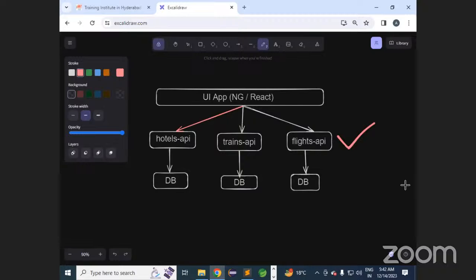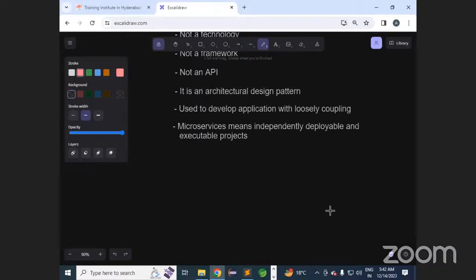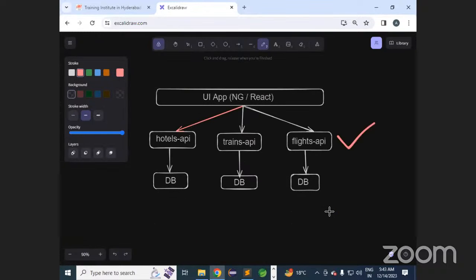Yes. So what is the main agenda of this course now? We need to develop our application with the microservices architecture. What is the benefit we are getting if you develop the project with microservice architecture?